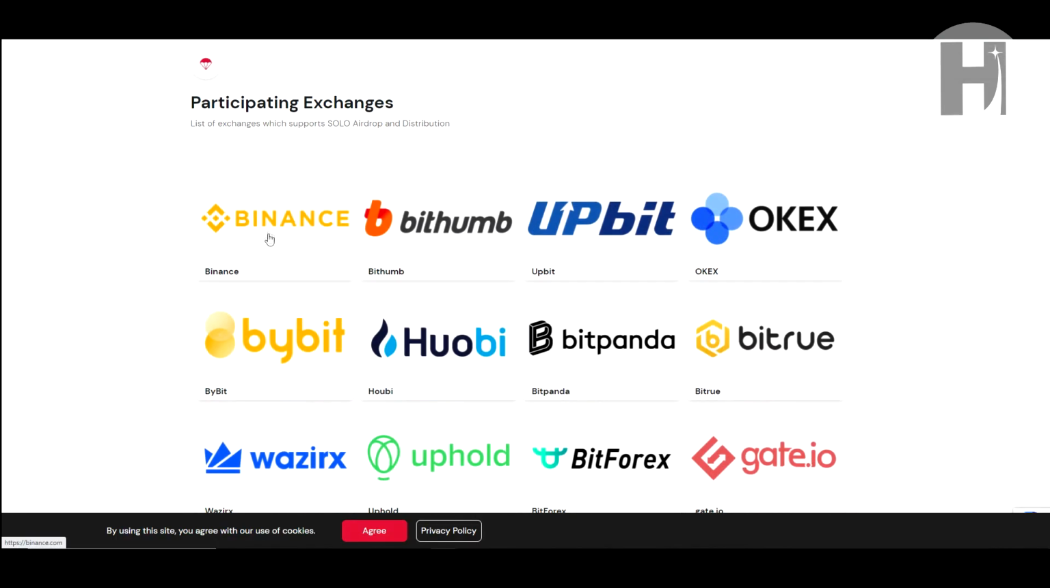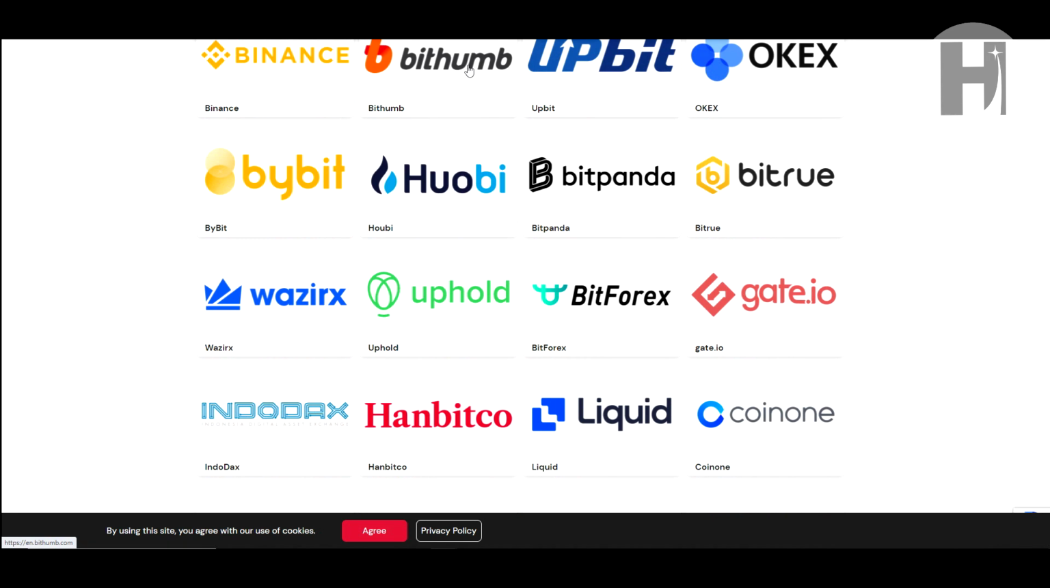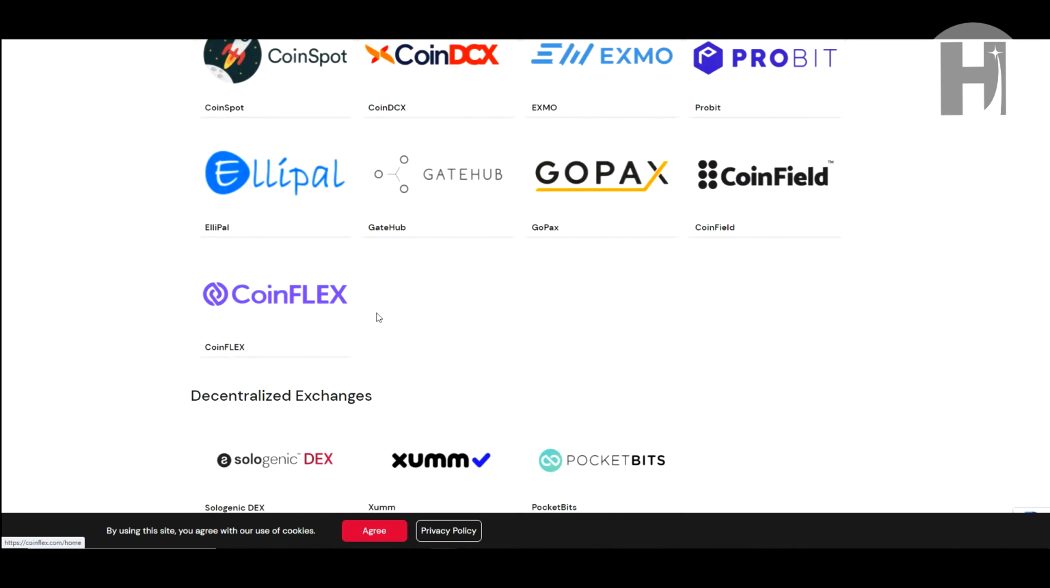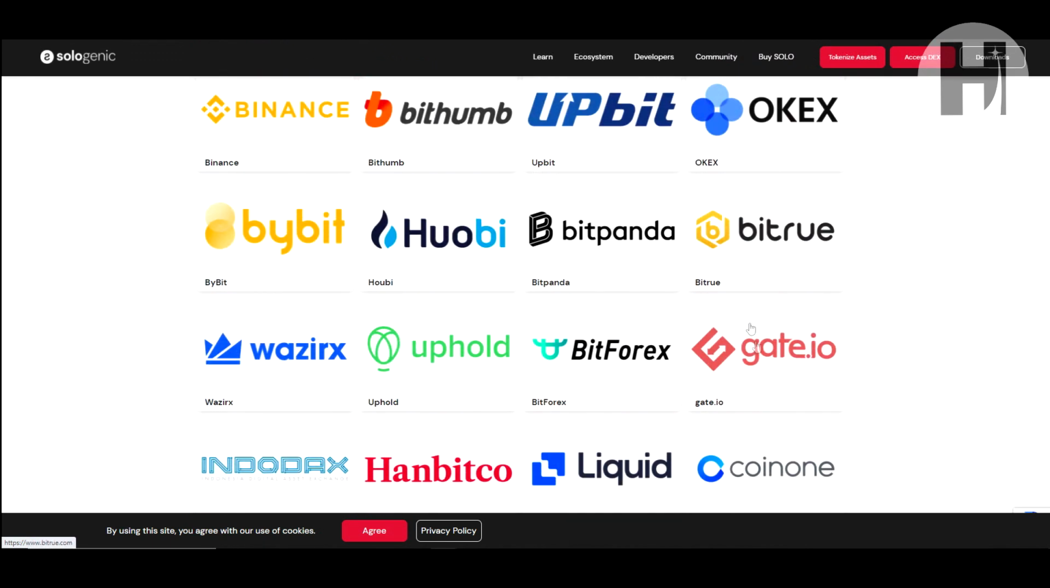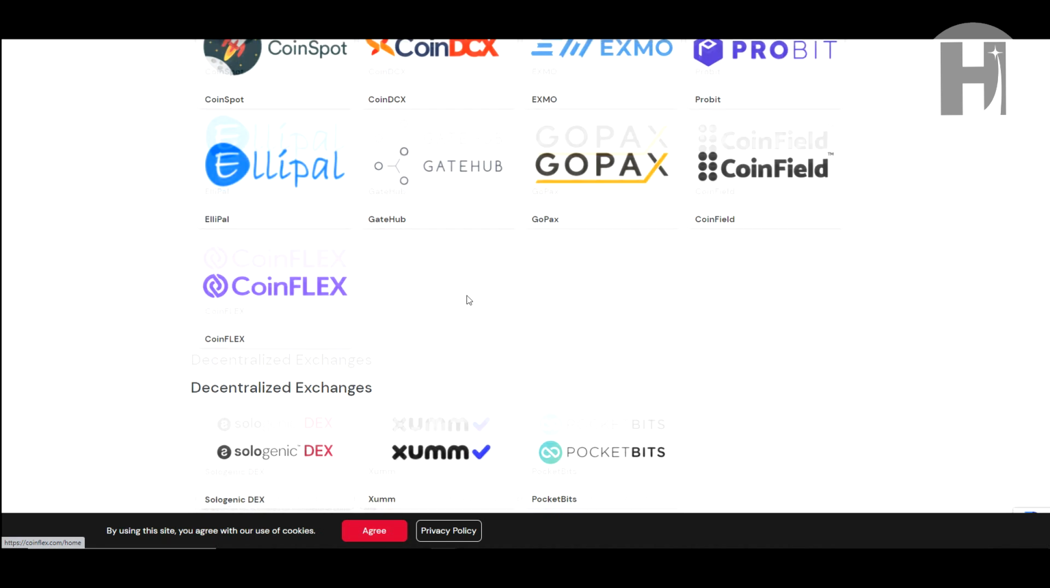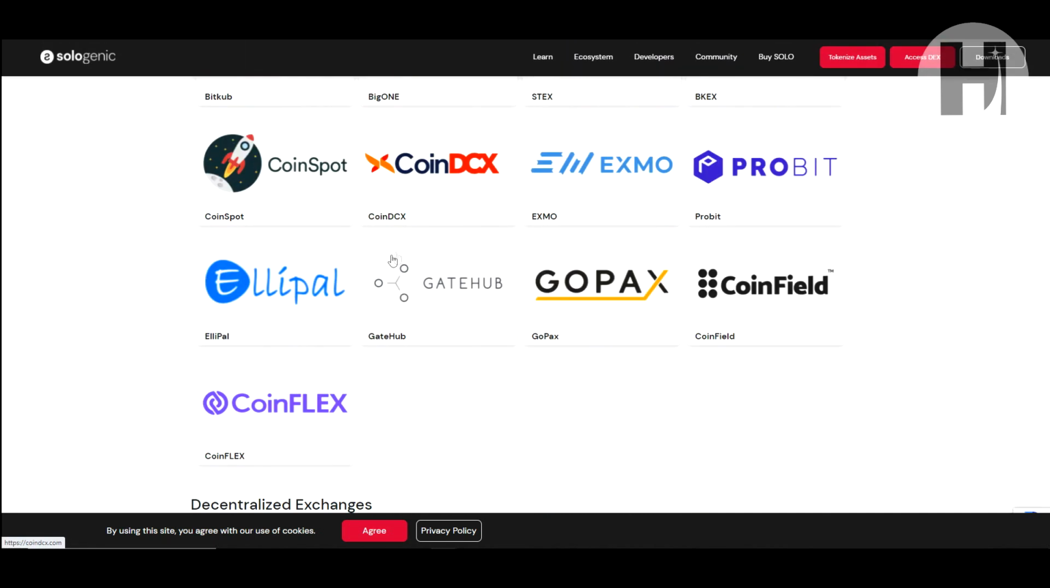exchanges, and here you have everything from Binance, BitHump, Bybit, Uphold, Big One, all of these. Gate.io is supporting the airdrop. KuCoin is not, because people were asking regarding KuCoin.